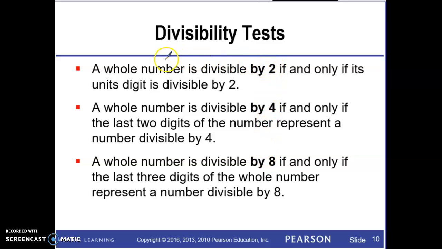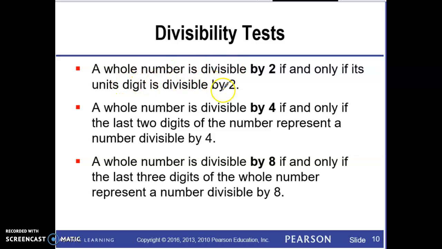So in this case, a whole number is divisible by 2 if and only if its units digit is divisible by 2. Okay, so if you remember the units digit, that's the ones place. And this is saying it's divisible by 2 if the ones place is divisible by 2. And remember, if and only if reads true backwards and forwards. So if the units digit is divisible by 2, then the whole number is divisible by 2.